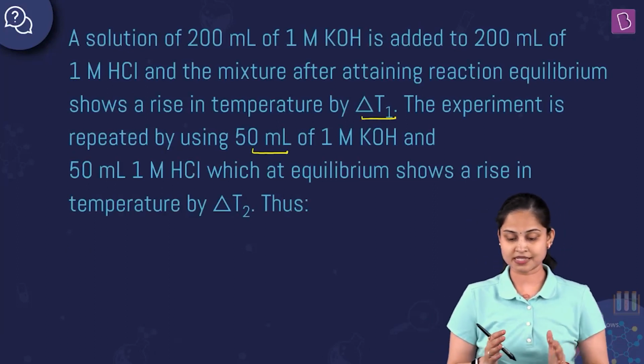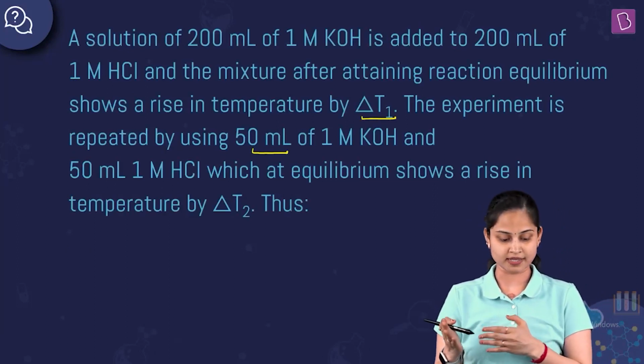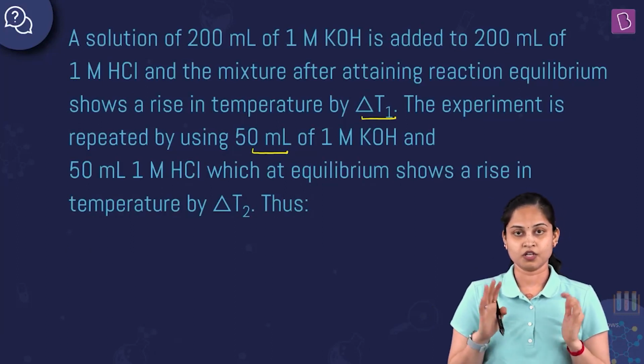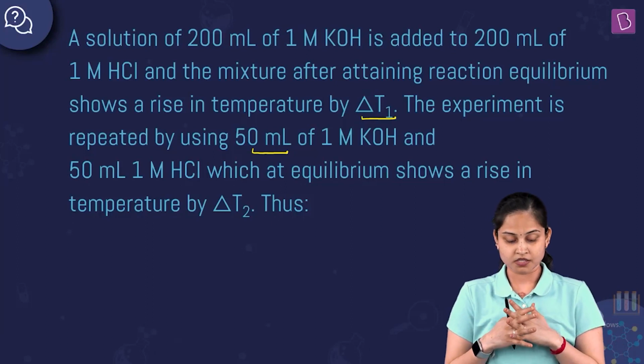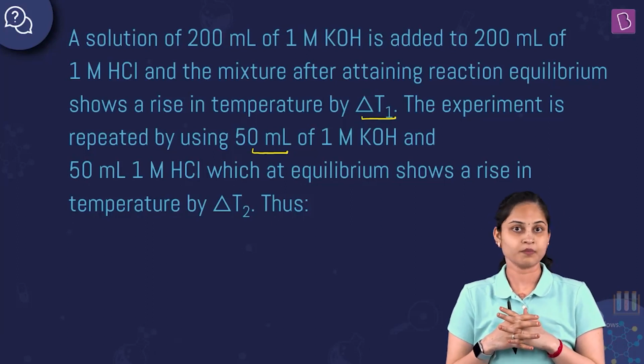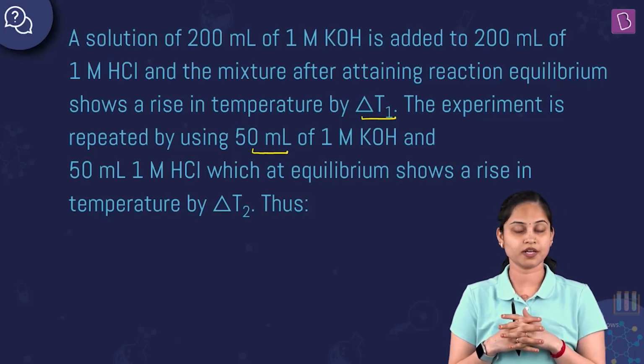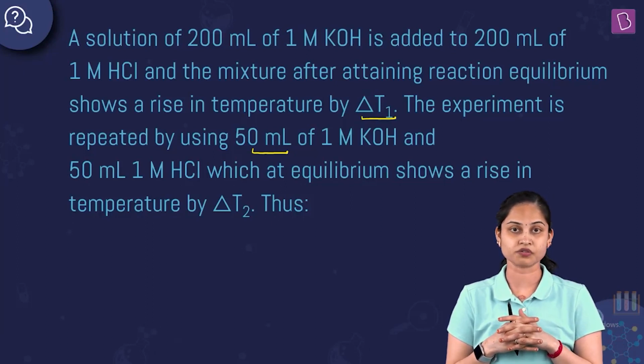Okay. So basically over here, KOH is a strong base and HCl is a strong acid. So you might have studied about heat of neutralization. Since over here we are given a strong acid and a strong base, complete neutralization is going to take place.